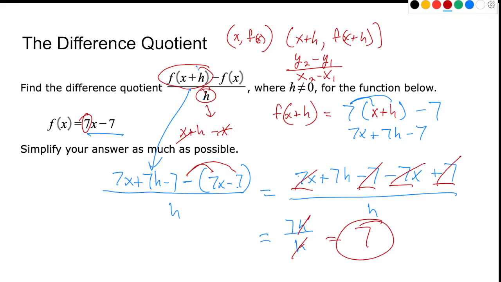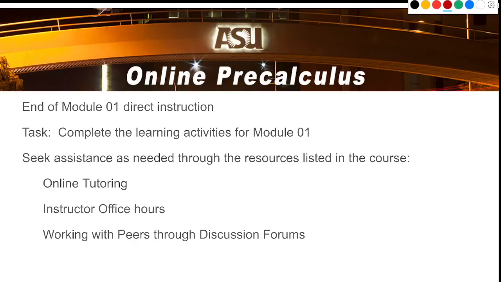Now, the next thing for you to do is go ahead and complete the learning activities for Module 1. This is our homework. Seek assistance as needed for all the resources listed in the course, such as online tutoring, instructor's office hours, work with peers through the various discussion forums, but work through those learning activities. As you need help, reach out, get the help you need, and keep moving forward in this course. Thanks.